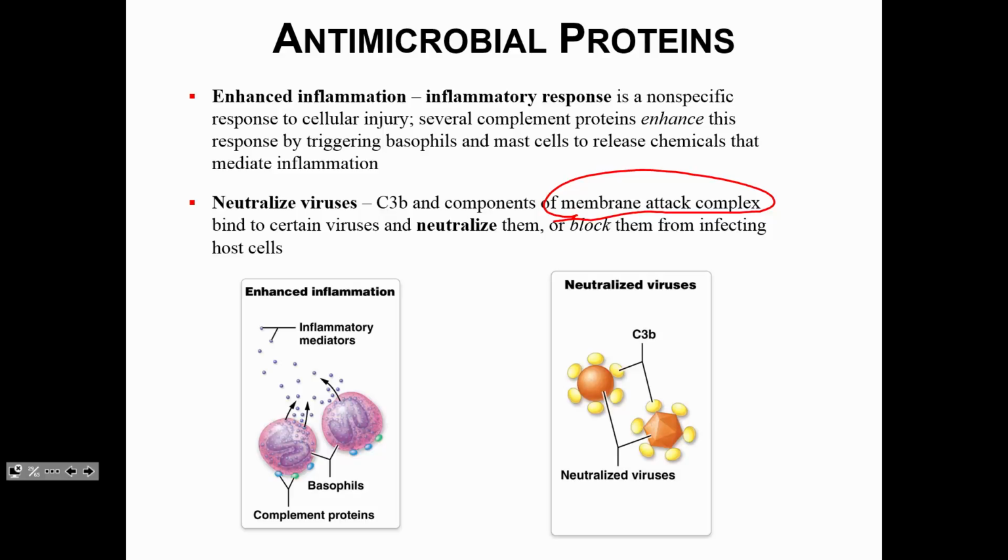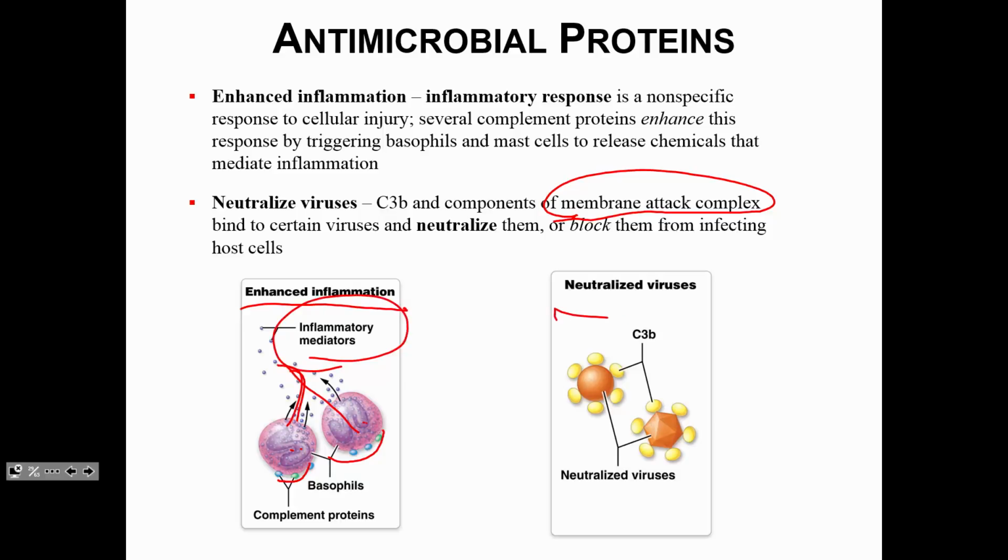And I love the images in your textbook. Y'all know how much I love this book. But these are really great. This is showing that enhanced inflammation. These are the basophils. These green and blue dots here, those are the complement proteins, and they're mediating. They're releasing those chemicals. They're going to help mediate that inflammation.